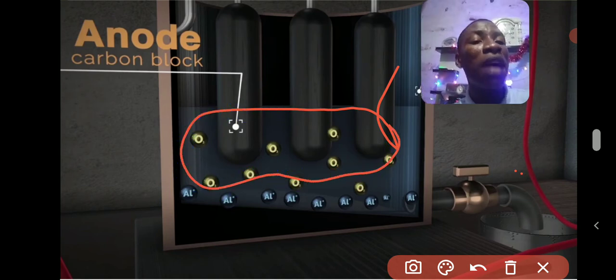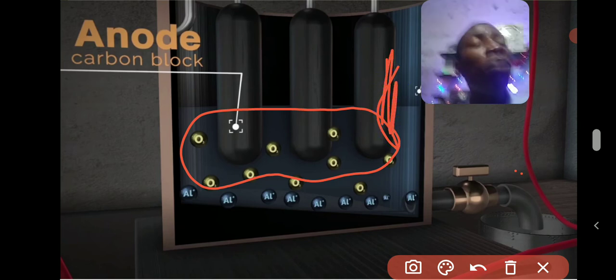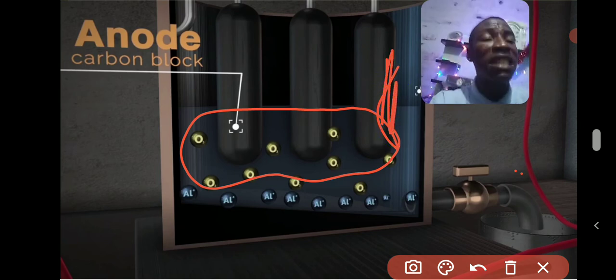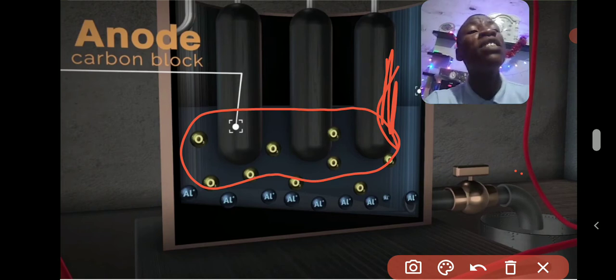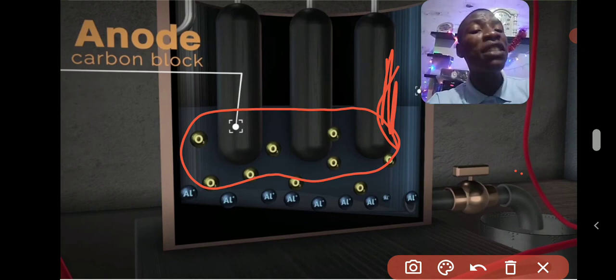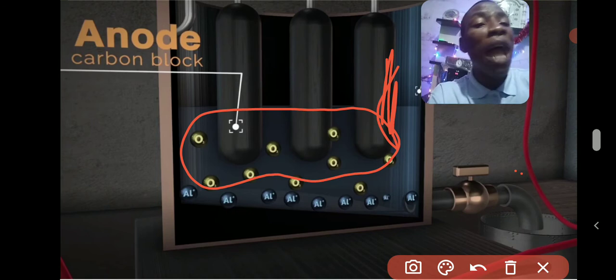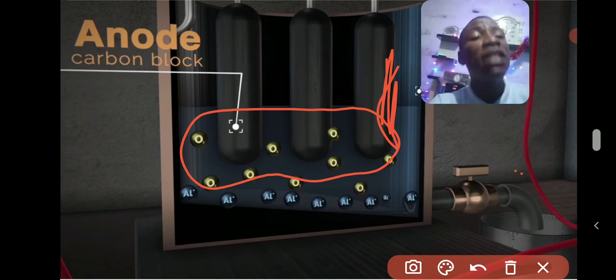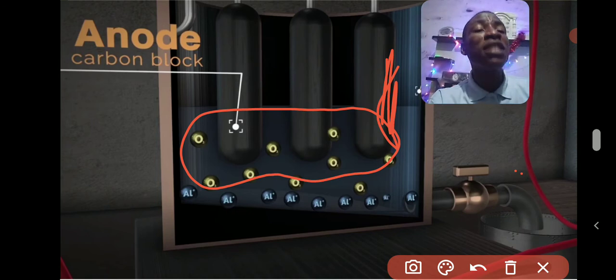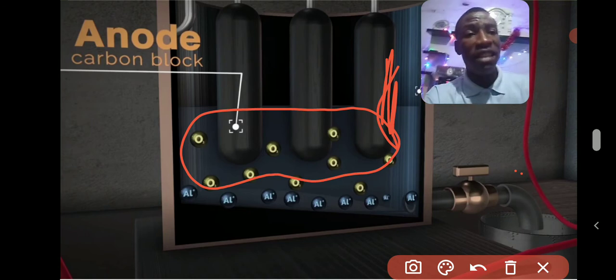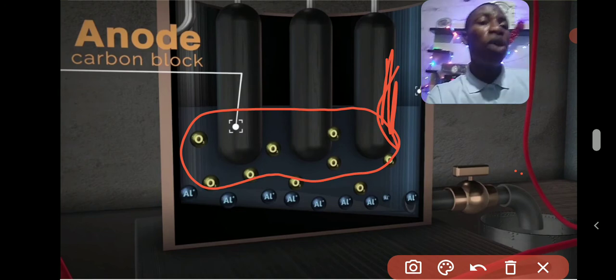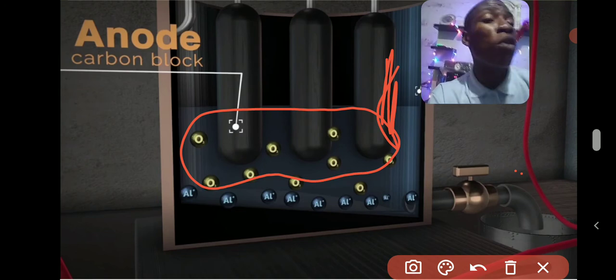to form carbon dioxide. So you are going to observe that these blocks of carbon will be depleting, that is, reducing in size, because they form carbon dioxide gas whenever oxygen is being released at that particular place. So you are going to see that at regular intervals, the carbon anode needs to be replaced because it is continually reacting with the oxygen that is produced at the anode to form carbon dioxide gas.